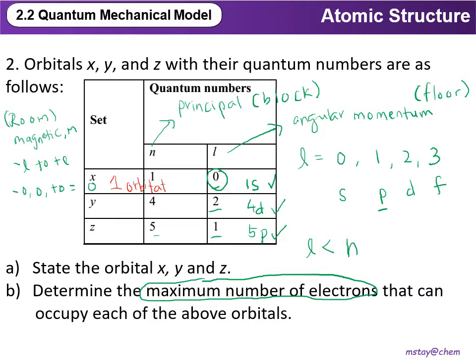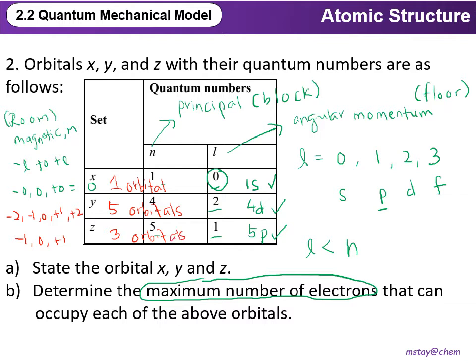Okay, for the second D, we have negative 2, negative 1, 0, positive 1, positive 2. So here we have 5 values, which means there are 5 orbitals in 4d. Then 5p: p is L equal to 1, so we have negative 1, 0, and positive 1. So we have 3 orbitals.